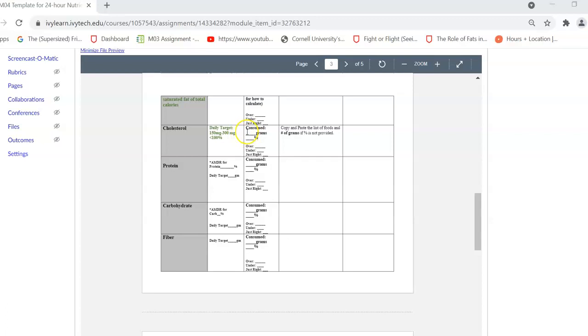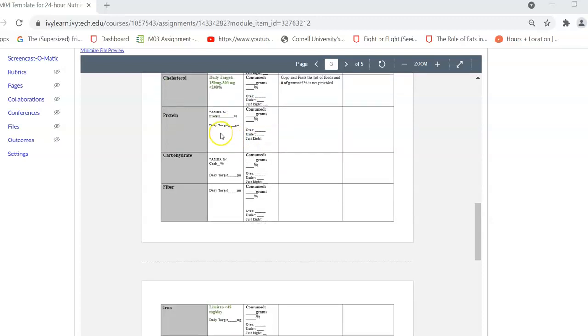You will write down here the grams you consumed and what percent. Grams and percent of cholesterol consumed of your daily needs. So I will show you where that is in just 1 minute. Okay, so we got the AMDR for protein, your daily target, again your grams consumed of protein, and your percent of your daily value. While we're here, right here is where you check, is that over my daily target? This amount right here, is it under or is it just about right?